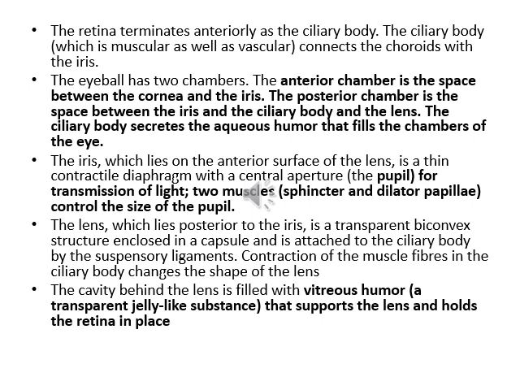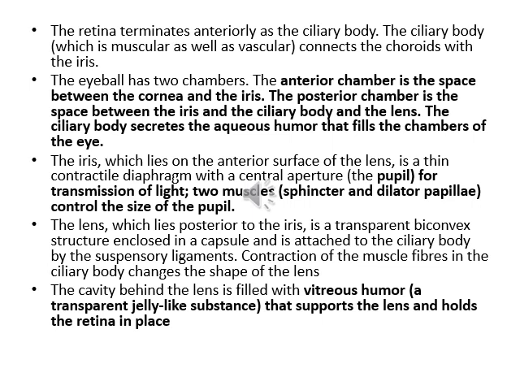The lens, which lies posterior to the iris and is suspended in its position by the zonules, which attach to the ciliary body, is a transparent biconvex structure. The lens is enclosed in a specialized capsule and attached to the ciliary body through the suspensory ligaments, which are the zonules. Contraction of the ciliary body will change the shape of the lens and will change the power of the eye.